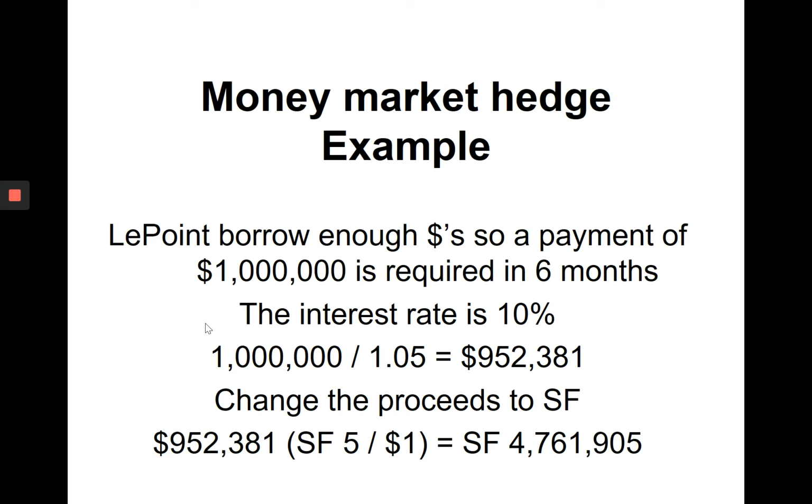So LaPointe goes to an American bank and says, I want to borrow enough today, so in 6 months, I pay you $1 million, and that covers the interest and principal. Principal is the amount of borrowing, and of course, interest is the cost of this financing.